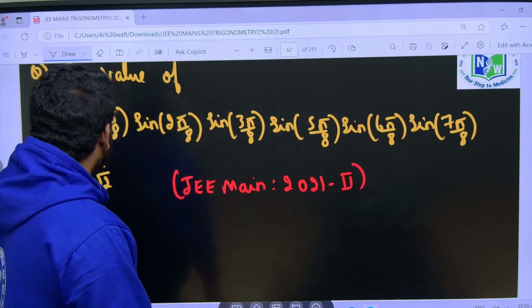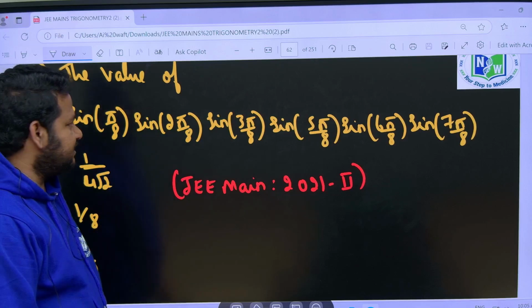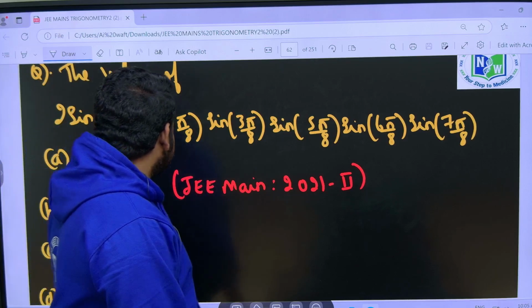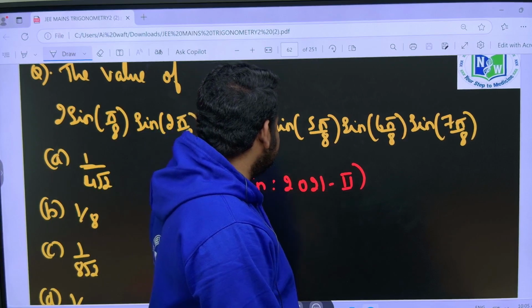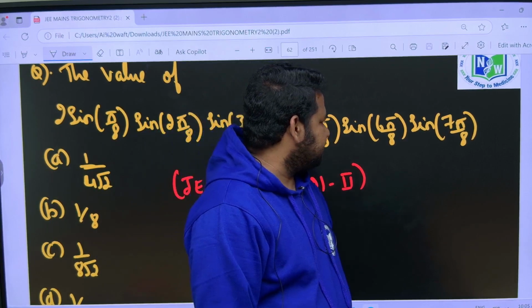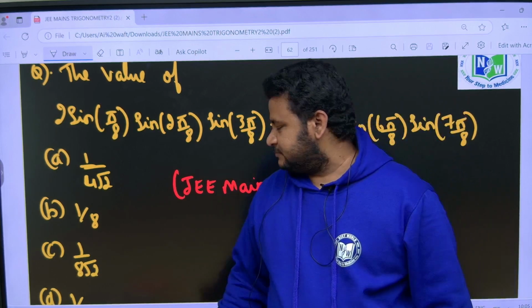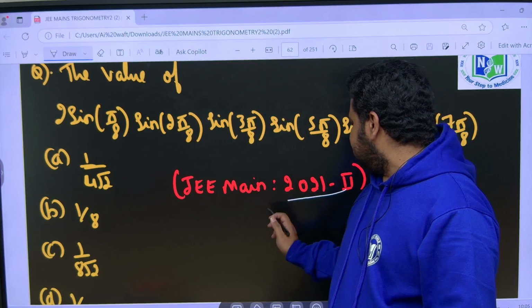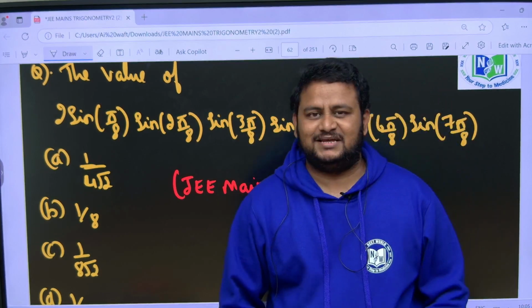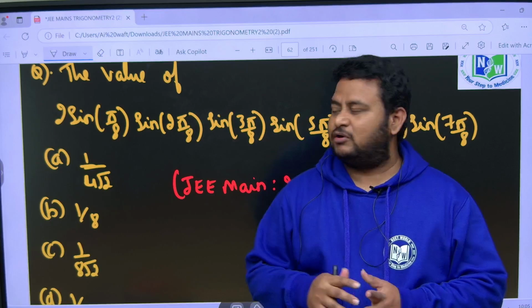All right, now have a look at this question, friends. They are asking the value of sin pi by 8, sin 2 pi by 8, sin 3 pi by 8, sin 5 pi by 8, sin 6 pi by 8 and sin 7 pi by 8. How much is it equal to? This was asked in JEE Main 2021. So how to solve this question?